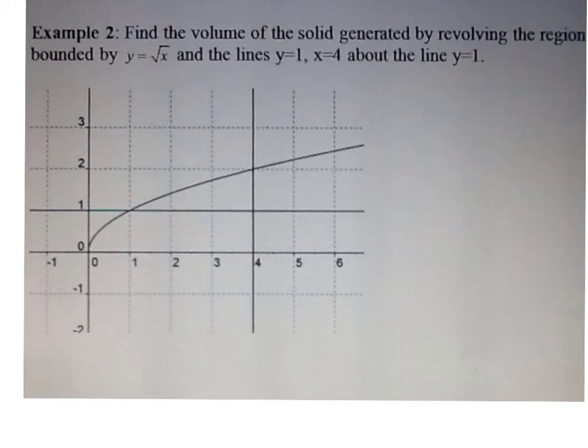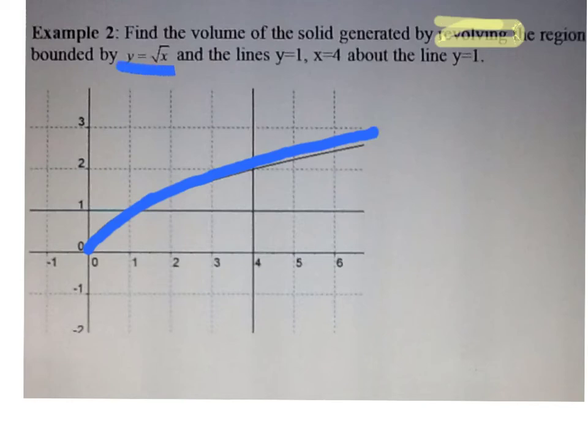Okay, now for this problem, we are asked to find the volume of the solid generated by revolving. So there's your keyword, revolving. The region bounded by y equals rad x, which is going to be this guy. We'll do a different color for this one, and we'll make this a little bit thinner here. Now we'll do the line y equals 1 in green, and then x equals 4. Let's go ahead and do that in purple.